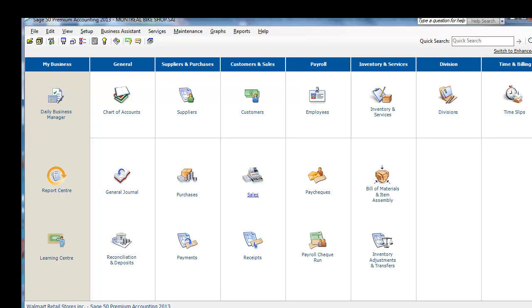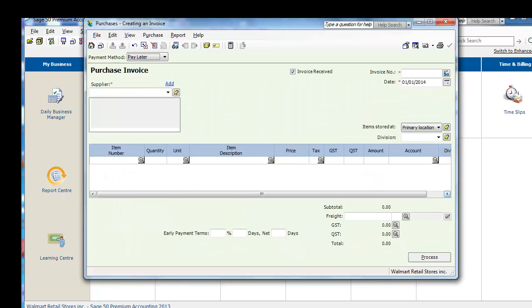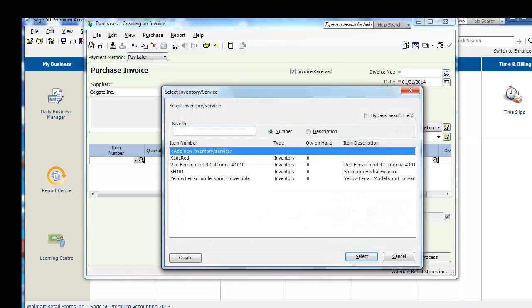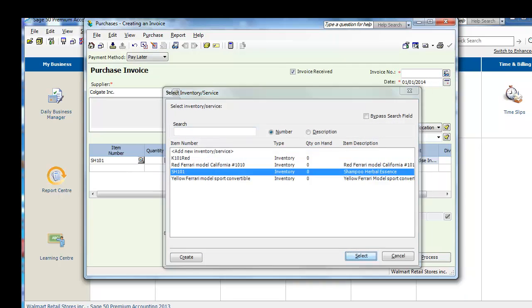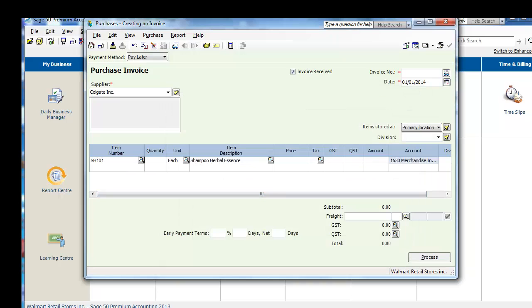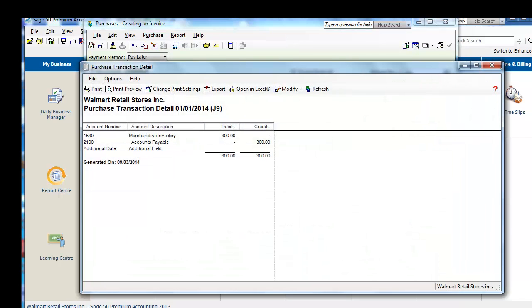First thing we need to do is go to purchases, and in this case we're going to purchase from Colgate, and the item that we're going to purchase is shampoo, 100 units at a price of $3 per unit. Total cost $300. We get a Colgate invoice, and we will see what the transaction is when we process this.